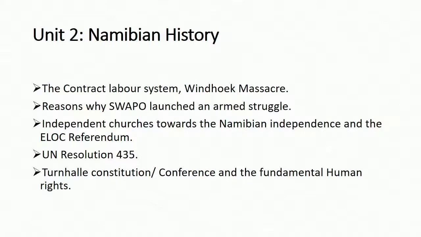Windhoek Massacre. What is Windhoek Massacre? For you to be able to give information on this Windhoek Massacre, I would always advise you to put the following into consideration. You ask yourself questions: what? What is Windhoek Massacre?